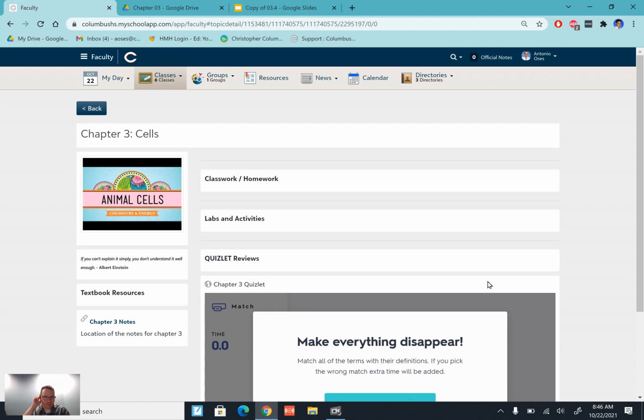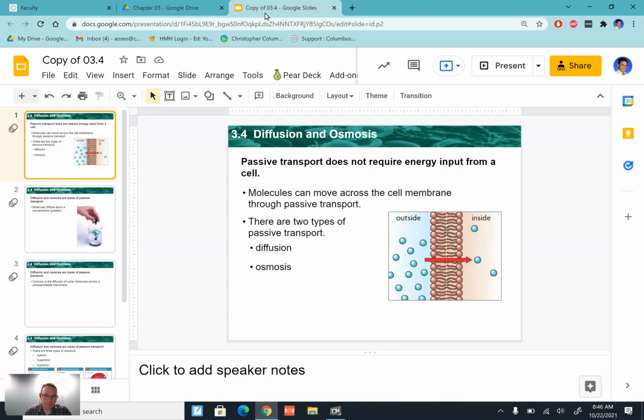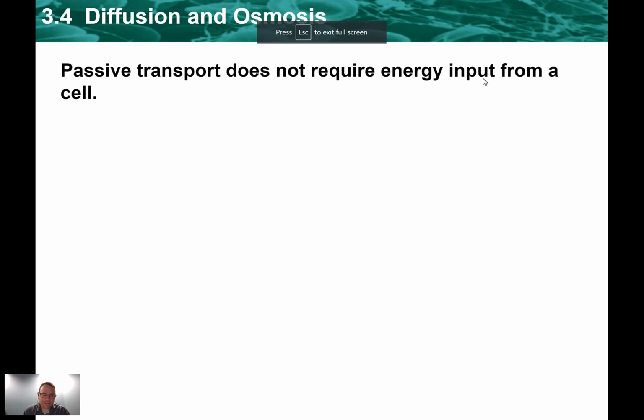All right, chapter 3, section 4. We're going to be talking about cells. So you go to topics, chapter 3, cells. You hit the chapter 3 notes here. It's going to pop you into copy of 3.4, and we are off talking about passive transport.